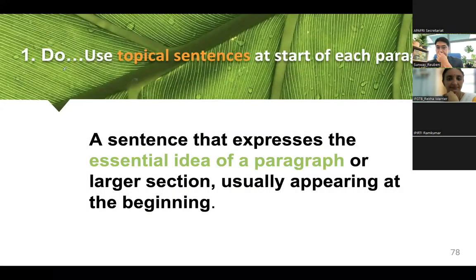Number 1, do use topic sentences when you write papers, at the start of each paragraph. What is a topic sentence, you may ask? It's basically a sentence that expresses the essence of the whole paragraph. It summarizes the whole paragraph, and it usually appears at the beginning of your paragraph. So these are topic sentences.